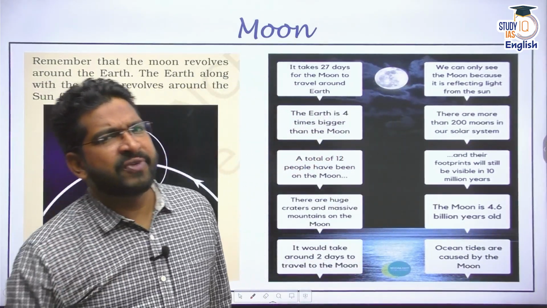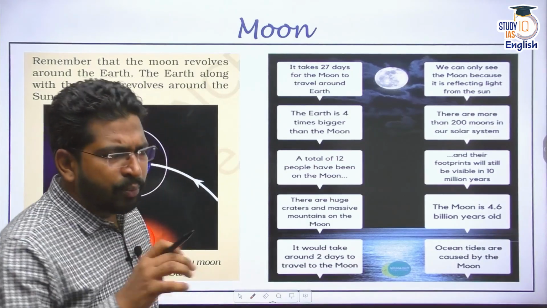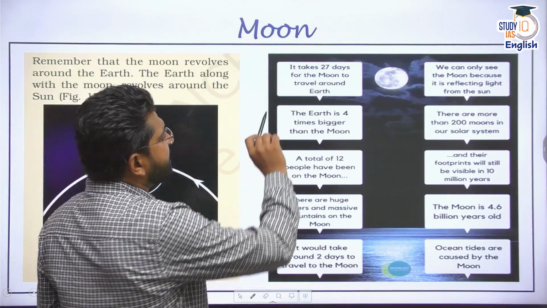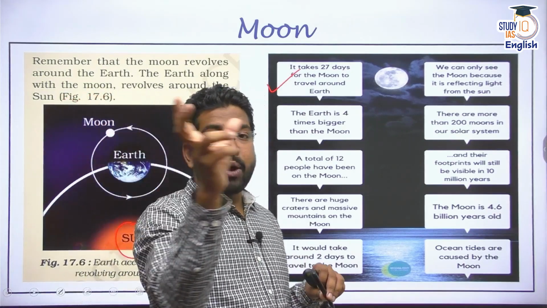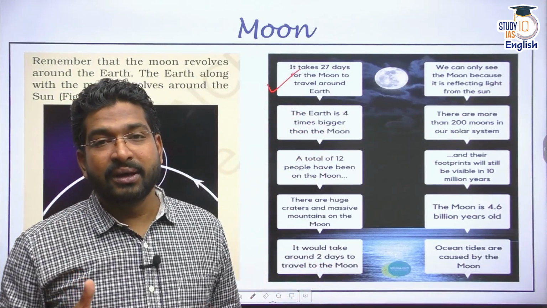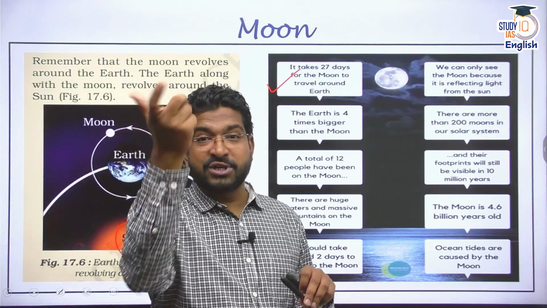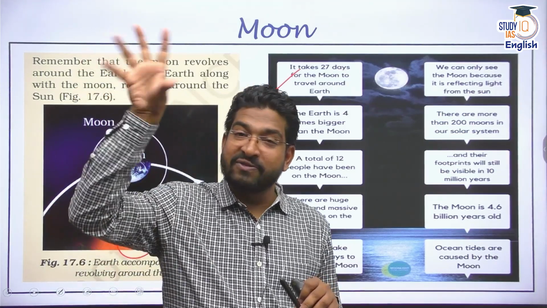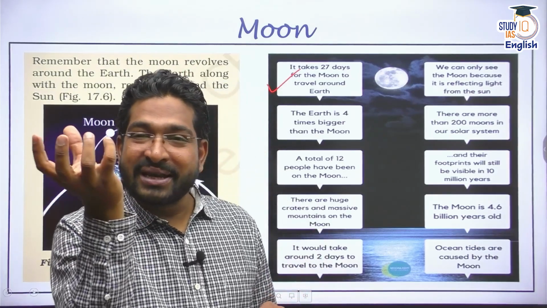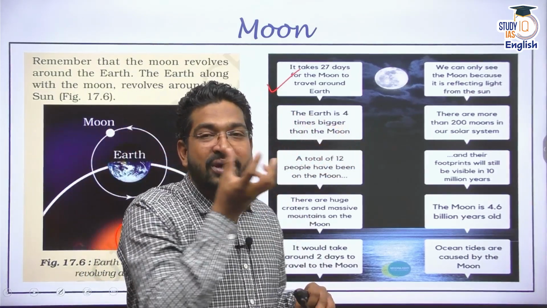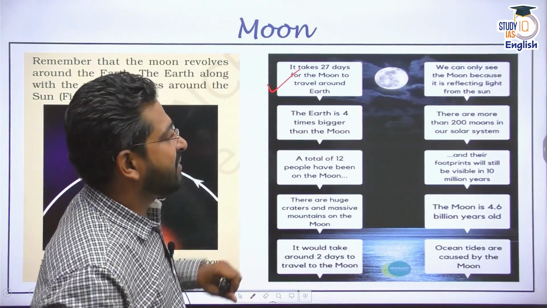Some facts or factoids about the moon. It takes about 27 days to travel around the Earth. As I told you, the moon travels around the Earth. Remember, the moon itself is not spinning on its axis. That's why we see only one face of the moon, right? So a very important thing to be understood is that the moon travels around the Earth, taking 27 days.